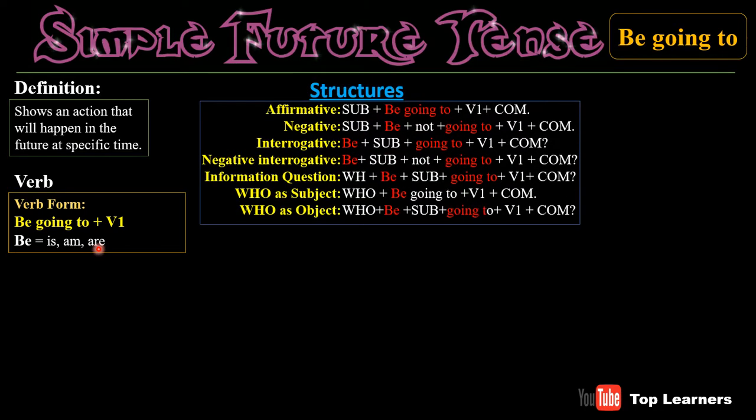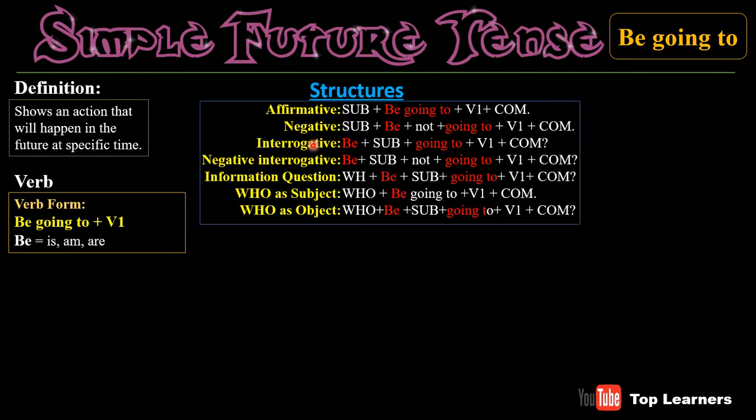The structure for "be going to" is here. We use a subject, then the helping verb "be going to", and then verb 1 and complement. In all the structures we use the first form of the verb. To make negative, don't forget that "be" is a main verb, and we add not after the to be verb, after is, after am, or after are: subject, be, not, going to, verb 1 and complement.